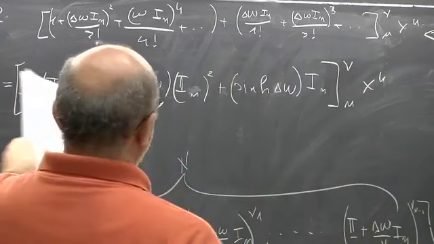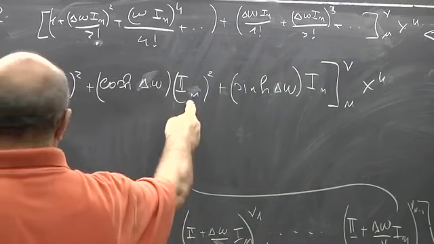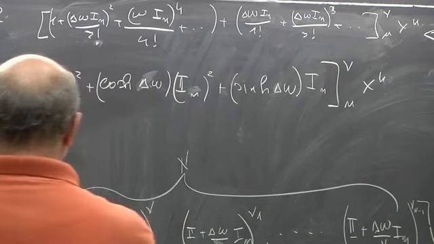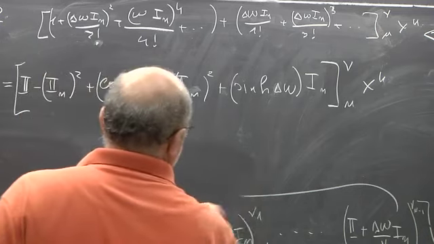Now, if you work it out in components, remember I have the explicit form of the In square, and I have the form of In that is here. So if you work that out in detail, you get the following things.